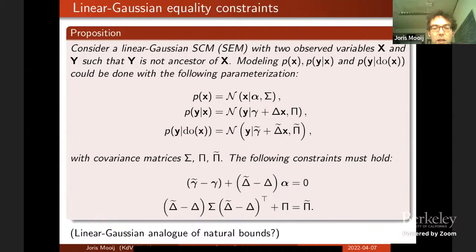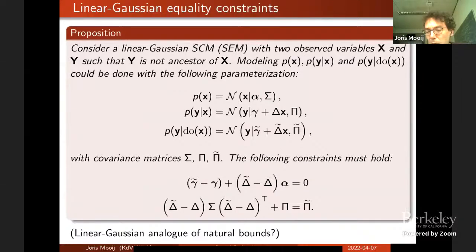Then we can model the observational and the interventional distributions kind of naively using these parameters, where we might think that they are independent objects. But by making use of the causal reduction, you can see that the two constraints here at the bottom actually must hold. So there are constraints between the parameters. These are now equality constraints. I also don't know really, but to the best of my knowledge, these are also new constraints.